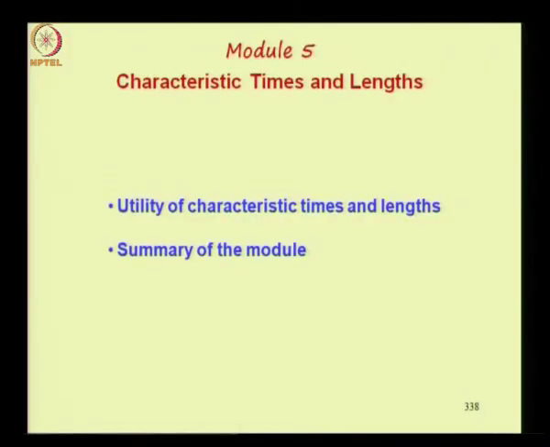Then we began a discussion of the various approximations, how approximations can be validated based on characteristic times and lengths. Since modeling is the art of making approximations, we want to discuss the validation of many important approximations, and we shall continue this discussion in the present lecture. We will also summarize the module after our discussion.